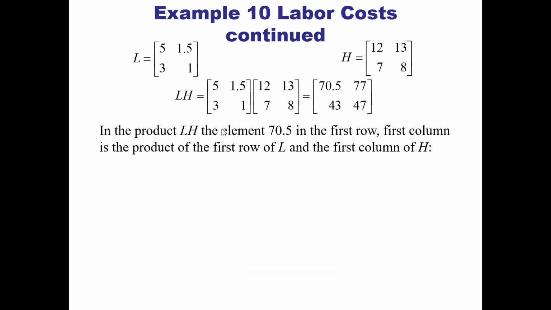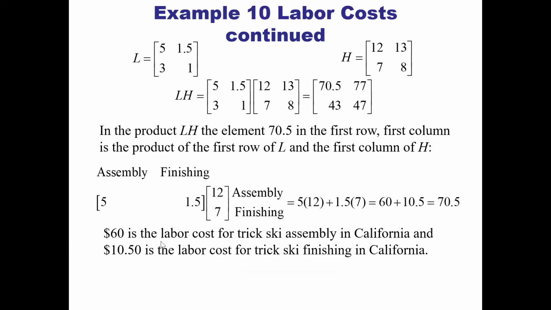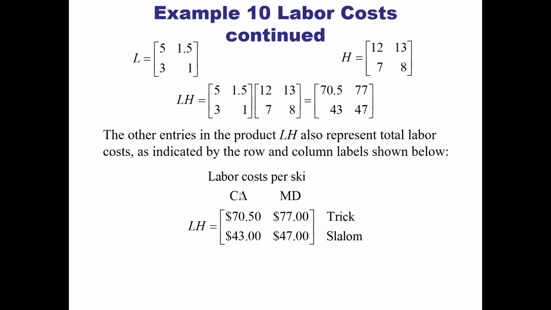Now, going the other direction. Now, this is going to be 70.5 in the first row. And so what does this one say? Well, this is assembling cost. This is finishing cost. This is assembly and finishing. So that's 70.5. So $60 is the labor cost for trick ski assembly in California, and 10.50 is the trick ski finishing in California. So this gives us a total cost for a trick ski at the California plant. And similarly if we were doing slalom skis. And so labor cost per ski for California is going to be trick is going to be 70.5, for Maryland is 77. For California, it's going to be 43 for a slalom and 47 in Maryland.